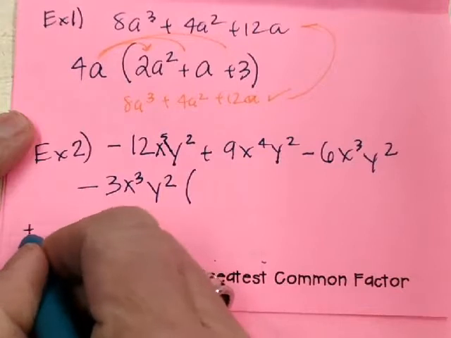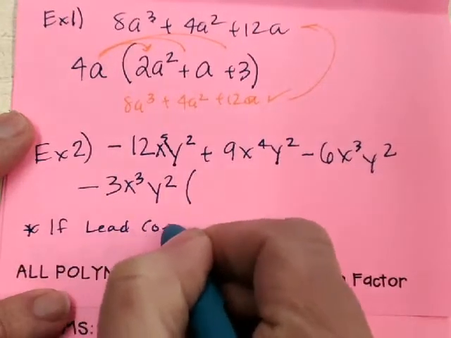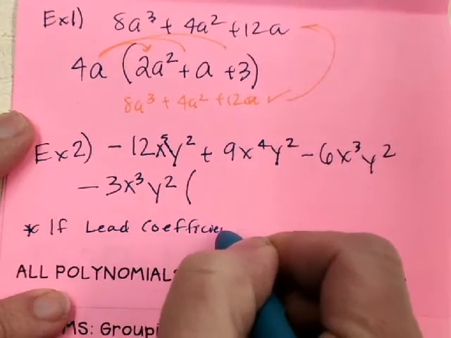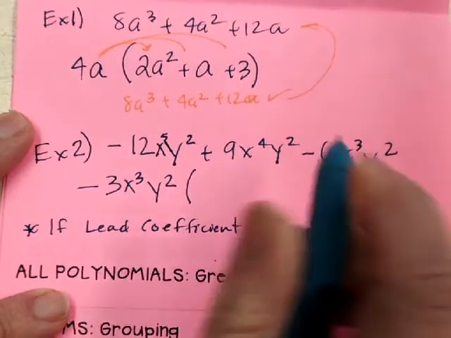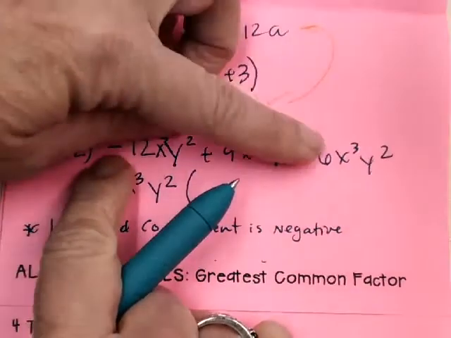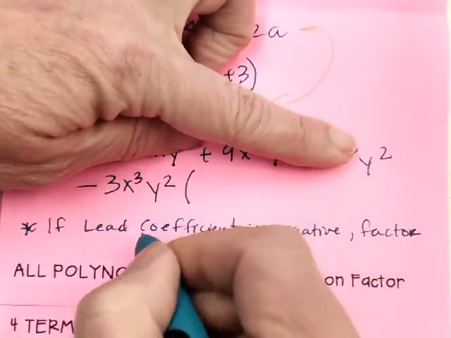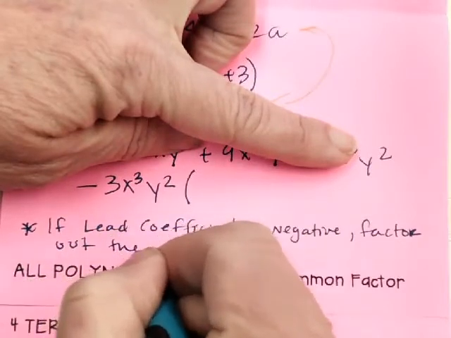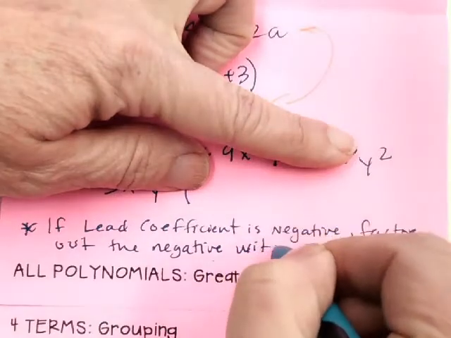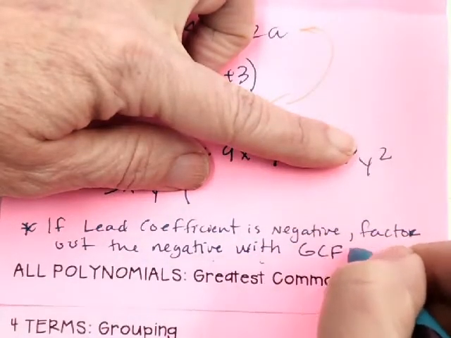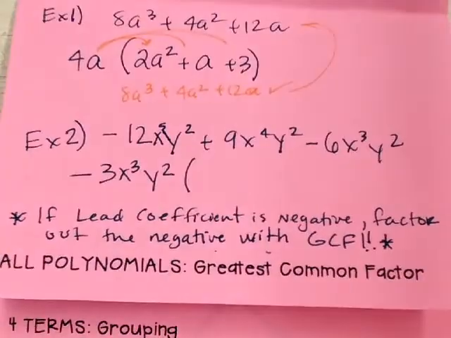Now, I'm going to put this here. If the lead coefficient is negative, as it was here, you're going to factor out the negative with your greatest common factor. Just get in the habit of doing that.